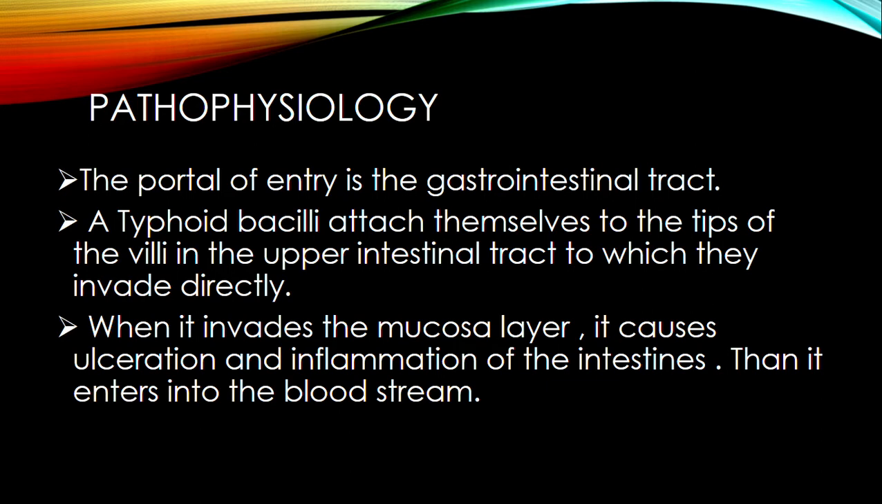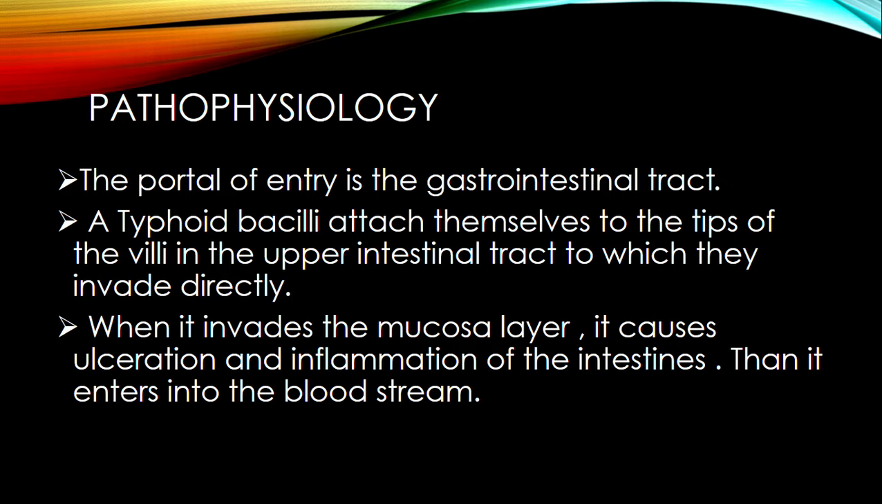So the bacteria will attach themselves to the tips of the villi in the upper intestinal tract, to which they invade directly. So the bacteria enter the small intestines after surviving the acidic conditions of the stomach. Then they attach themselves to the villi, and we know that the villi are found in the intestines. So when they attach themselves to the villi, then they invade the rest of the intestine directly.